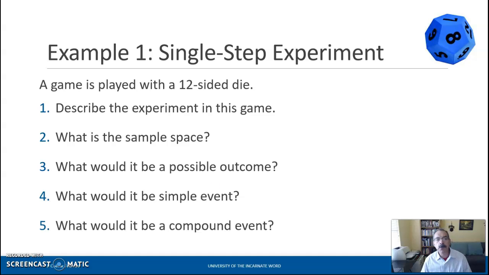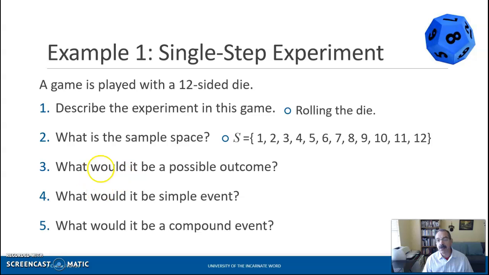Here we're playing a game with a 12-sided die. In this case, the question is, describe the experiment. Well, the experiment is very simple. It simply consists of rolling the die. That's the experiment. What is the sample space? Well, if you roll this die, you could get, as you can see from the picture on the slide, numbers between 1 and 12. So the sample space contains all the numbers from 1 to 12.